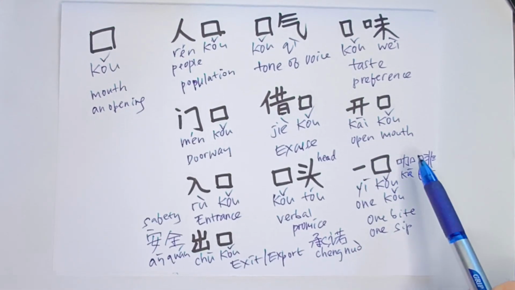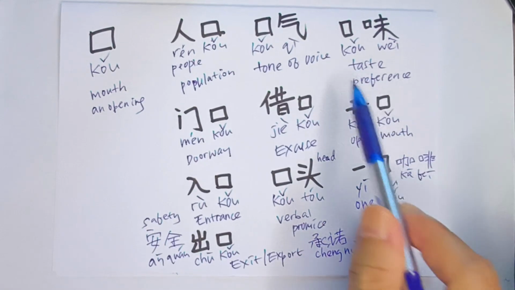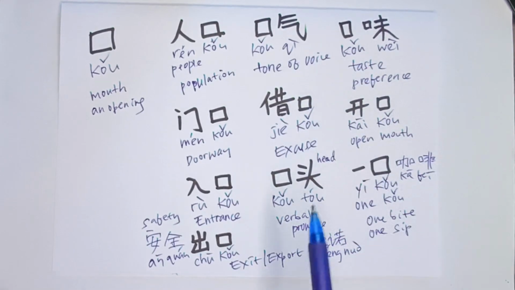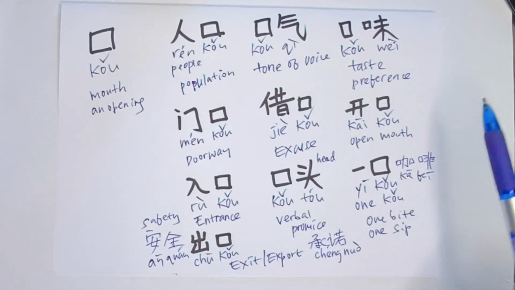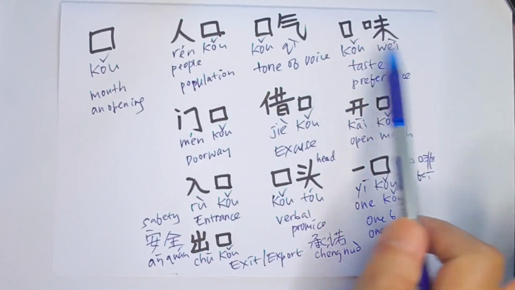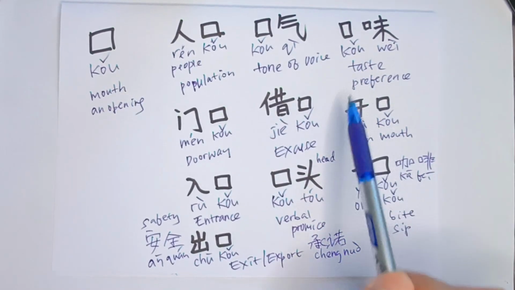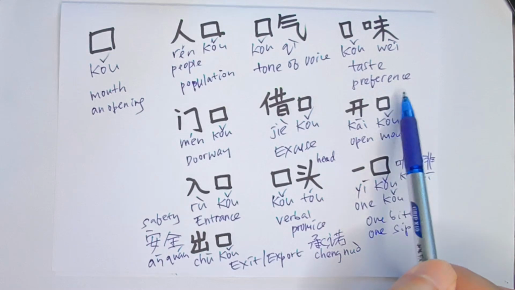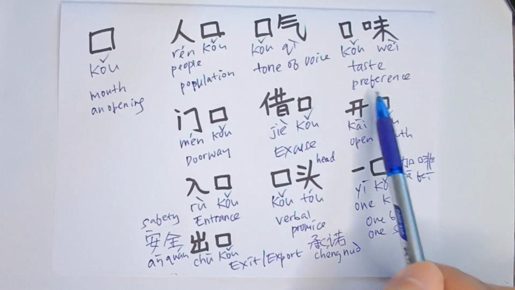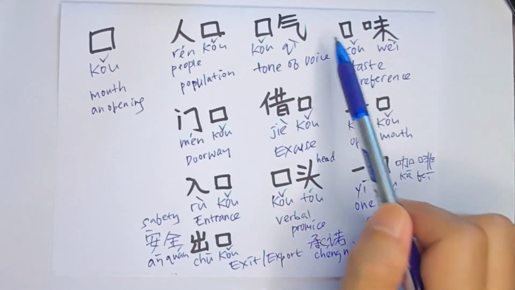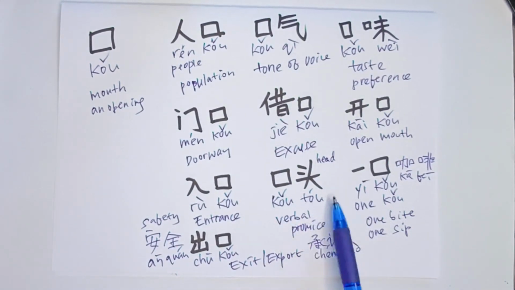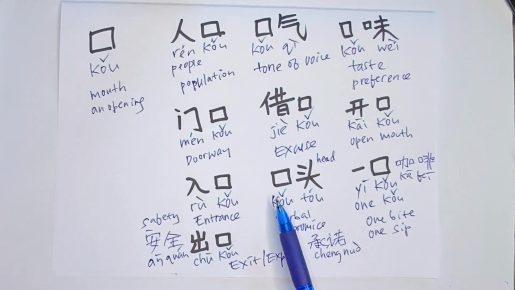开口 is open your mouth. 口味, you have a very good 口味, very good taste. Orange 口味, 橙子口味, 黄梨口味, 榴莲口味. 口味 means flavor. Also you can use it to talk about your preference. 我的口味不一样, my 口味 is different.